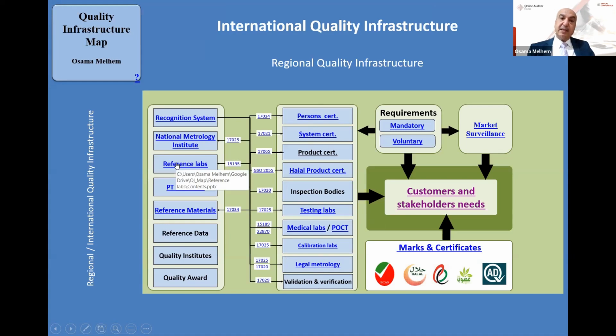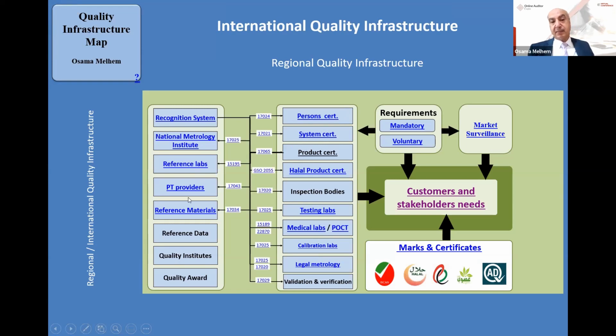The reference labs are also a support unit to the CABs. It is also the highest level of testing labs within the country. Okay, so if there are any discrepancies between the testing labs at the routine level, it can be judged by the reference labs. The reference labs also are research and development labs. They are cooperating with the PT providers and other tasks.